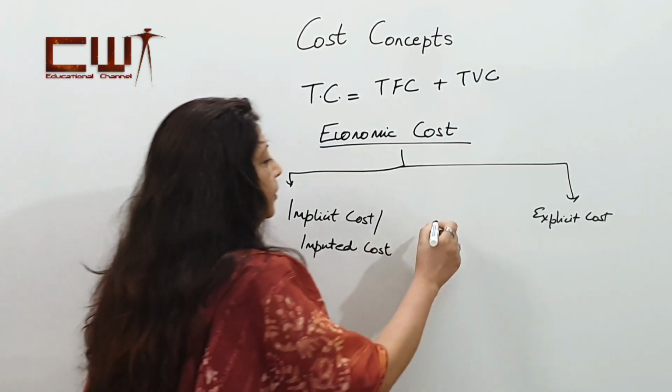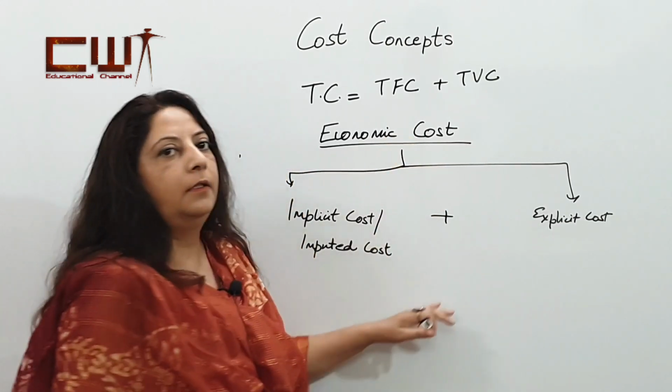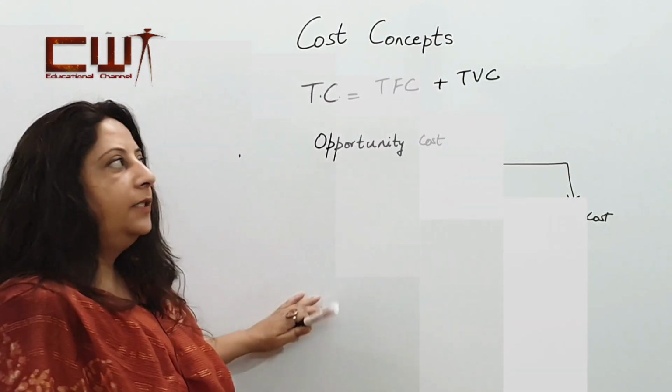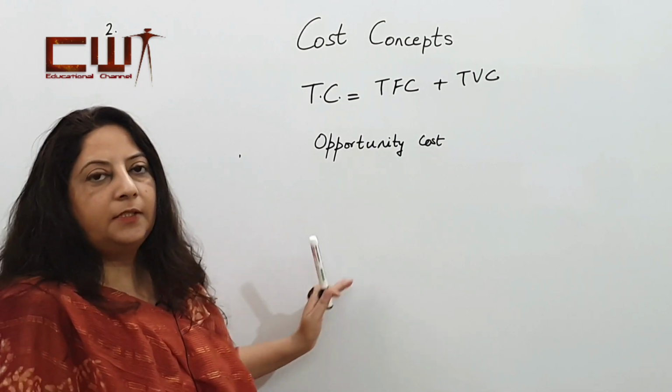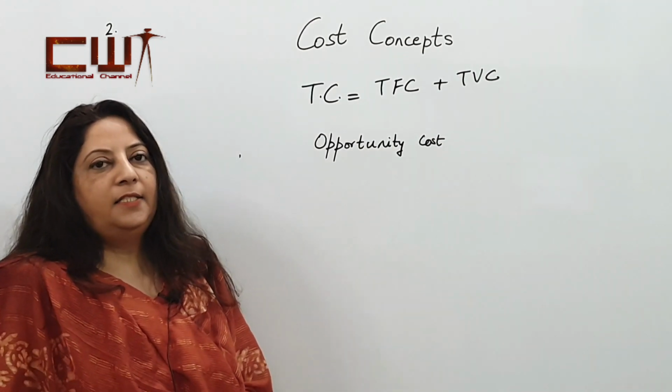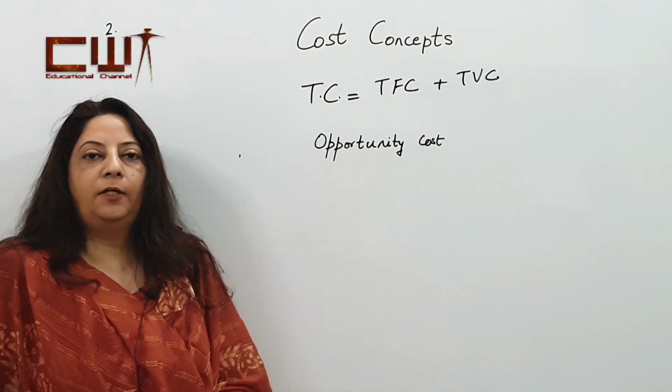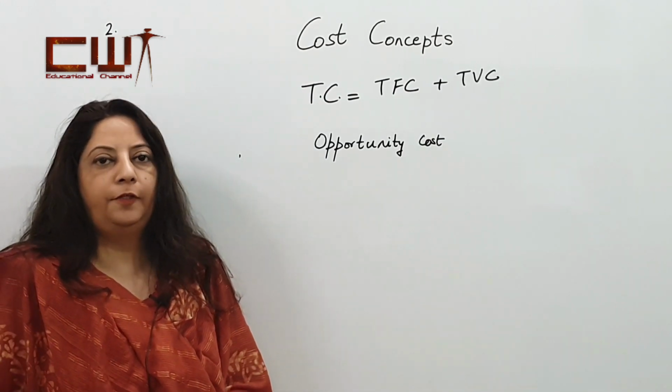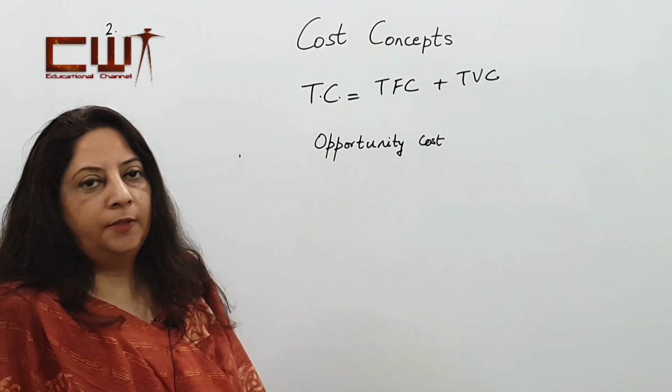When we add both of these, we come to the term which is known as the economic cost. The next concept under cost concepts is the opportunity cost concept. Opportunity cost is generally defined as the next best alternative which is foregone for making a certain product.